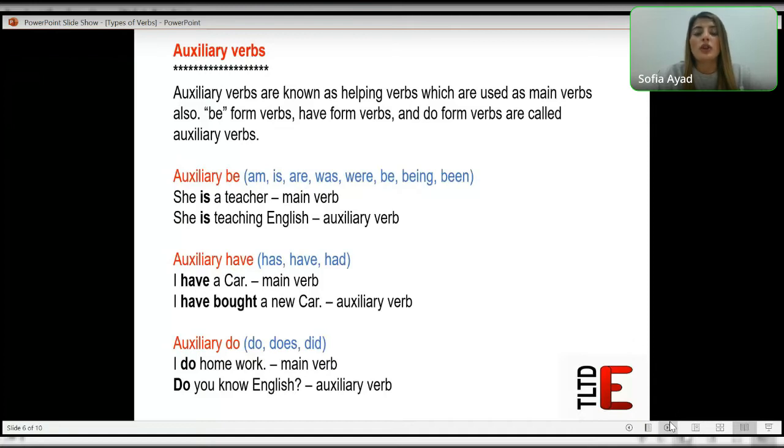She is teaching English. Here is auxiliary verb.